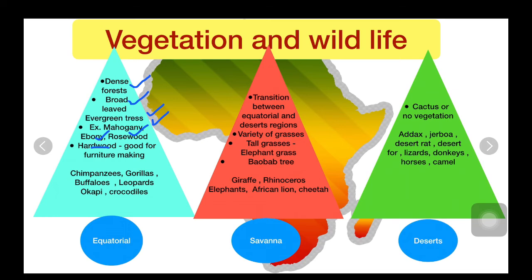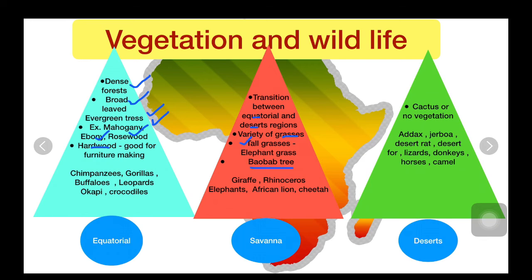Savanna region is actually the transition zone between equatorial region and desert region. So here a variety of grasses are found. Very tall grasses are found, which are also known as elephant grasses. Here you can even find baobab tree, which can store water in its stem, the trunk. And here the wildlife includes giraffe, rhinoceros, elephants, African lion and cheetah.